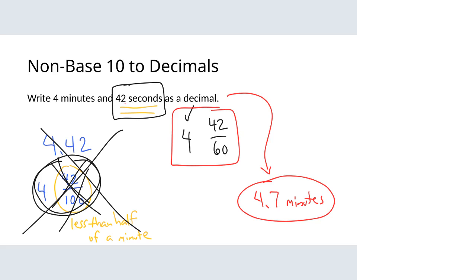It's a little bit strange, but once you see it, 4.42 can't be right because that's less than half of a minute, and this is more than half of a minute. 0.7, that seems like the right number. That's more than half. 42/60ths, not 42/100ths. It's kind of base 60. If we think about seconds and minutes and hours, that's kind of a base 60 system. And so we need 60 to be our denominator here, not 100. And then we can write it as a decimal.